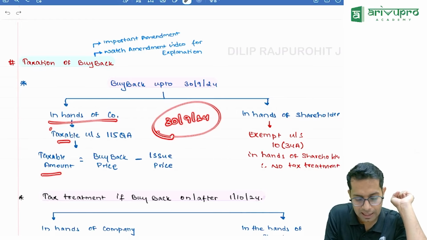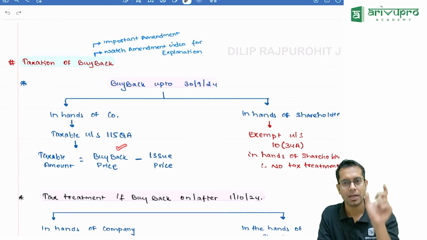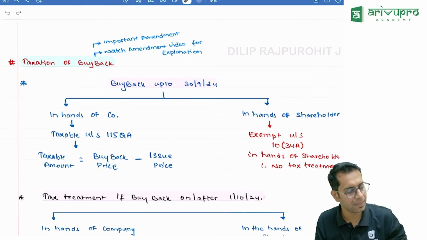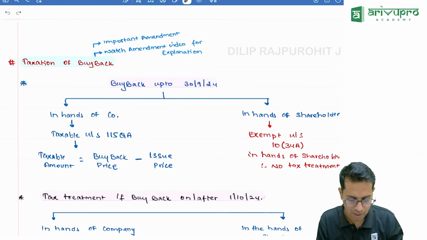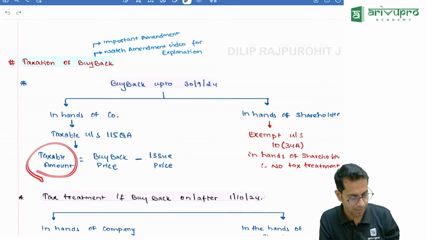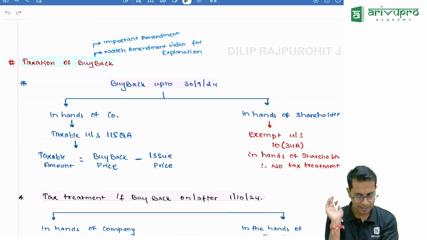So what was the rate at which it was taxable, sir? It was taxable at whatever the price the company is buying it, less whatever the price the company has issued those shares for. So it will be taxable either at buyback price or issue price. Whatever difference is there, that is the taxable amount.